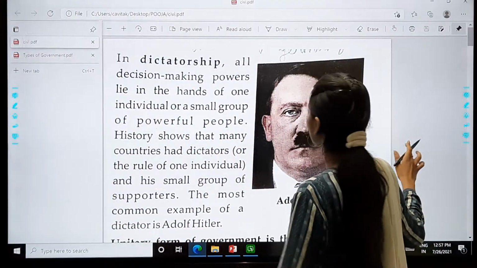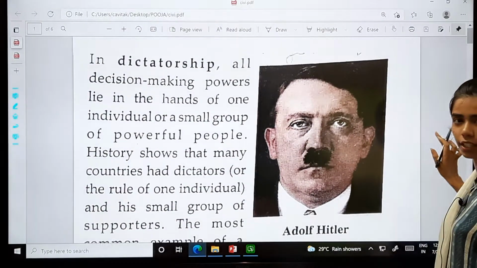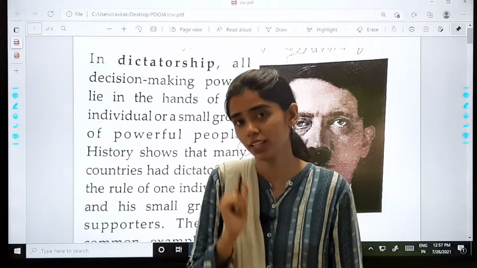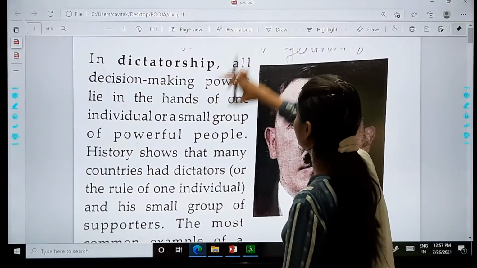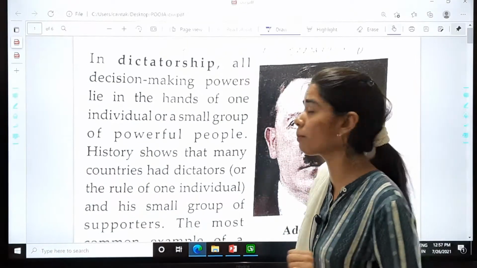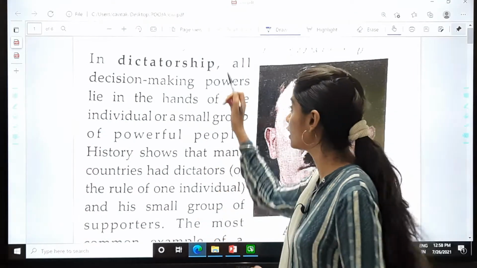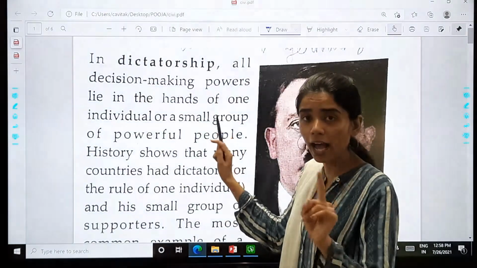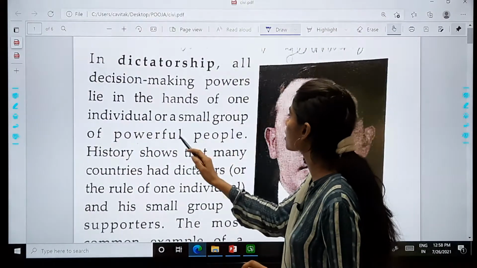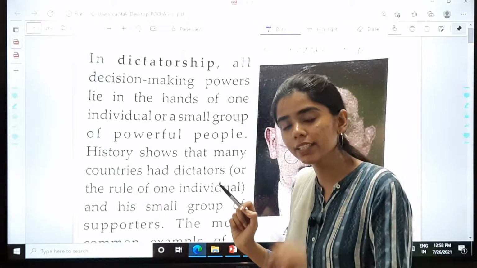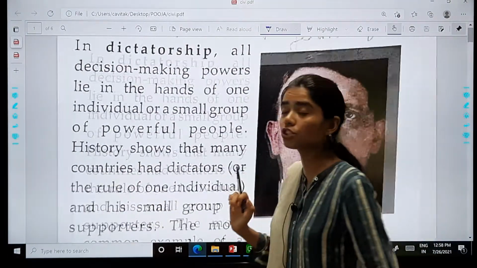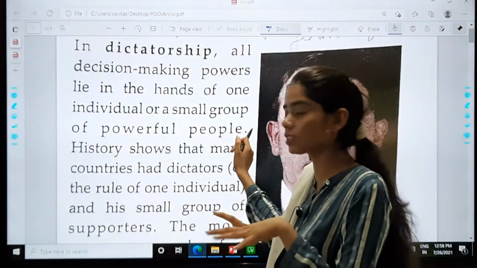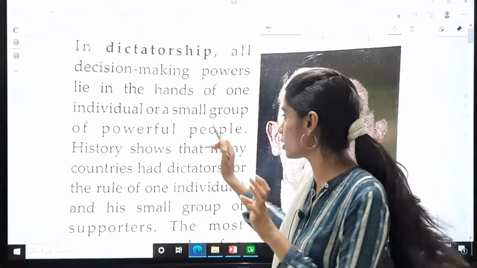Now let us start with another type. As you can see, who is it? It is Adolf Hitler. Very famous person. Now first we will read and then we will understand. Okay, let's start. Now the second type of government is dictatorship. What is it? Dictatorship. In dictatorship, all decision-making powers lie in the hand of one individual or a small group of powerful people. In this type of government, what happens? That all the decision-making powers, all the powers is either with only one person or with a few persons, that is the person who is ruling and a small group. Okay, so this is dictatorship.